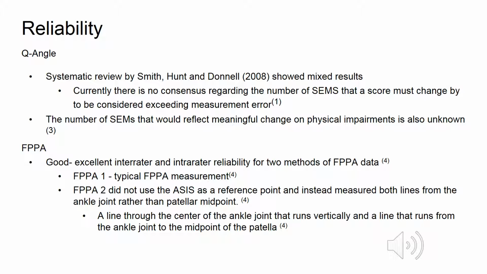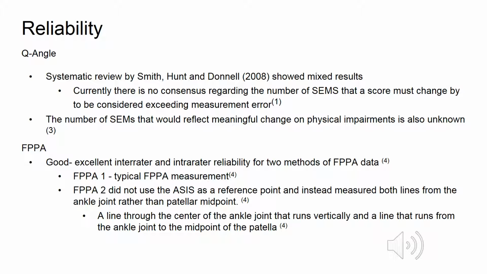So in terms of reliability, a systematic review done by Smith, Hunt, and O'Donnell showed that the Q angle had mixed results. The intra-test reliability ranged from an ICC of 0.22 to 0.75, and the inter-test reliability ranged from an ICC of 0.20 to 0.70. They also stated that there is no consensus regarding the number of SEMs that a score must change by to be considered exceeding measurement error. Another study stated that the number of SEMs that would reflect meaningful change on physical impairments is also unknown.